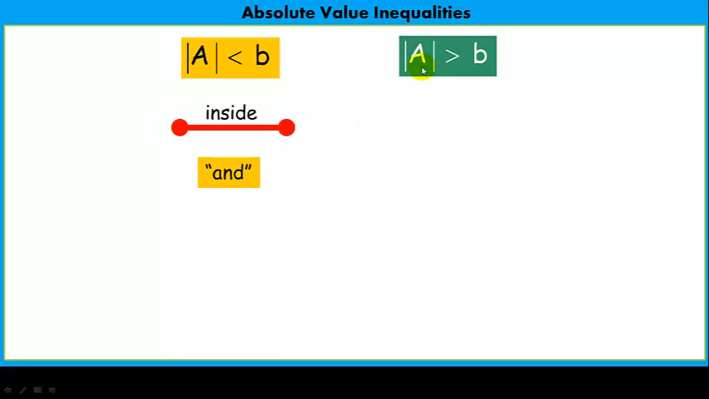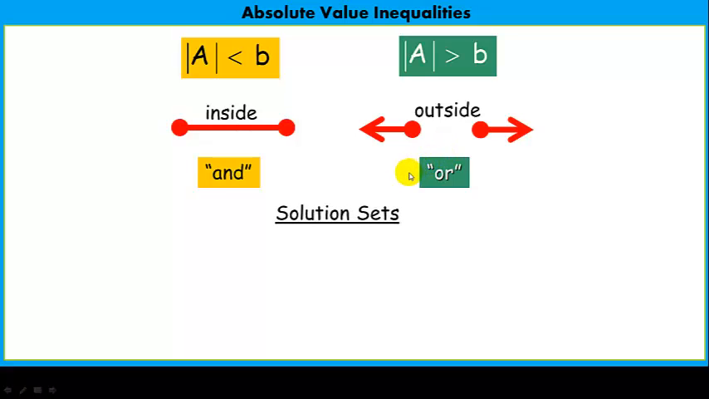As for when the absolute value of some expression is greater than the number b, well, that now means those numbers that are bigger than b from 0 on the number line. So all these that go out in this direction, and negative b, all these that go out in this direction. If you recall, this means everything that is outside the boundaries, and this was an OR type of compound inequality.